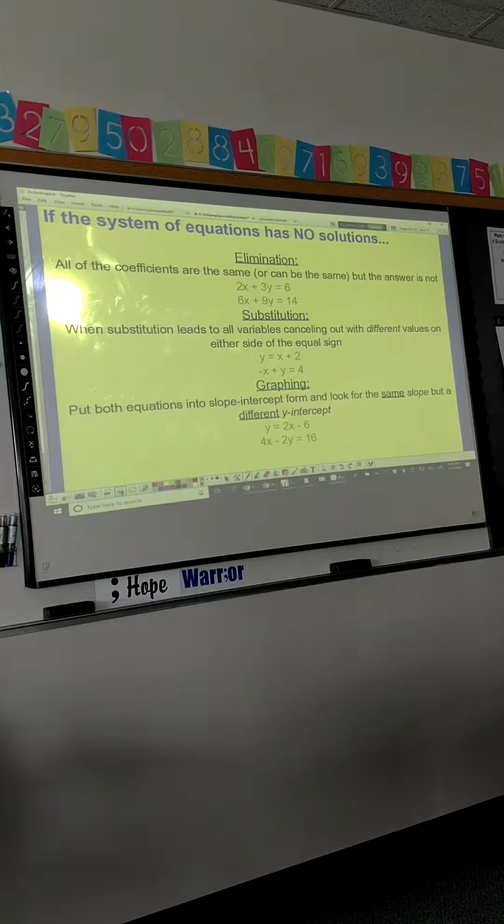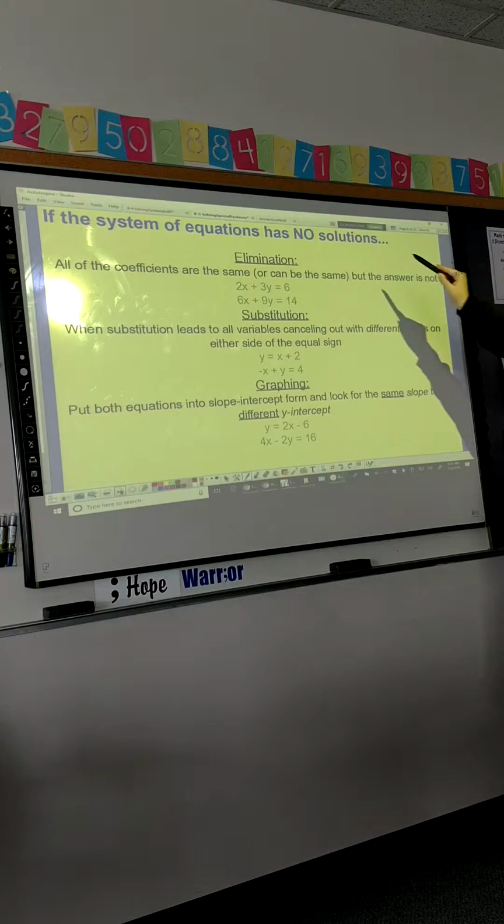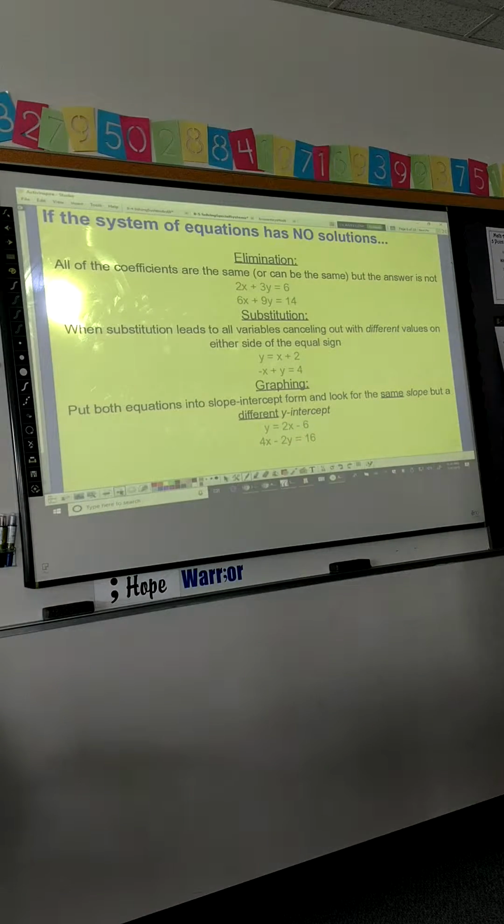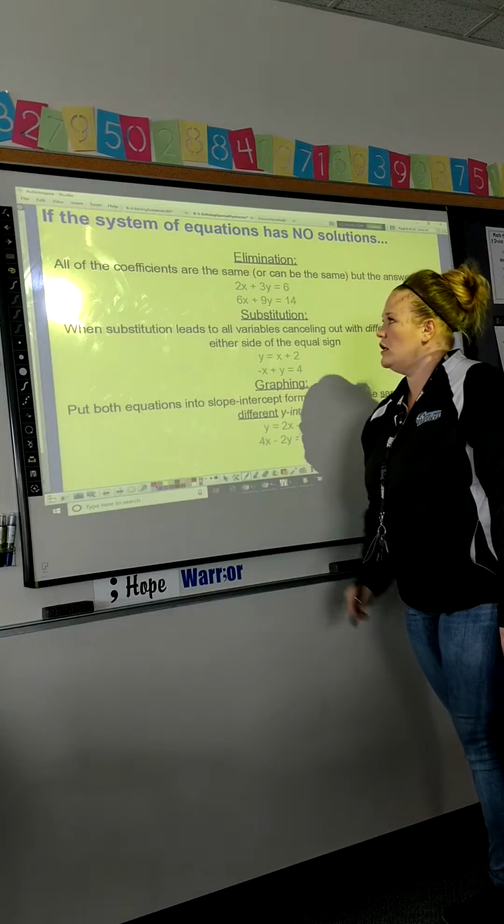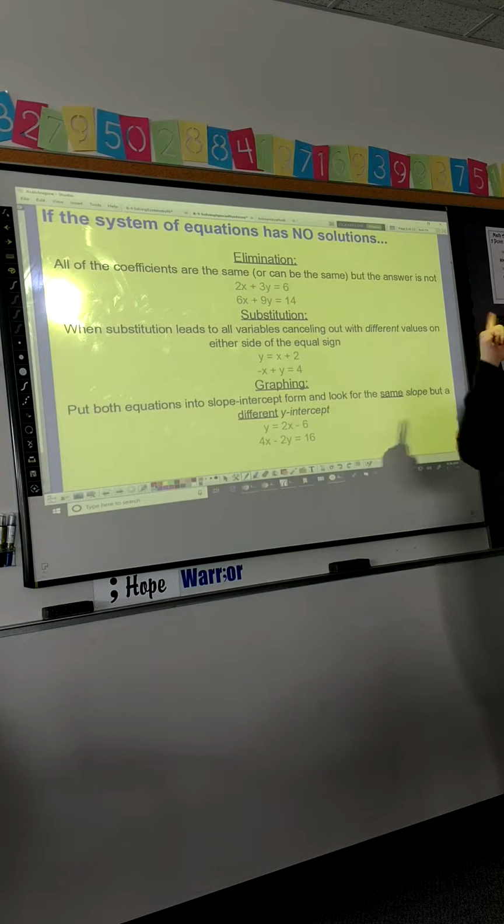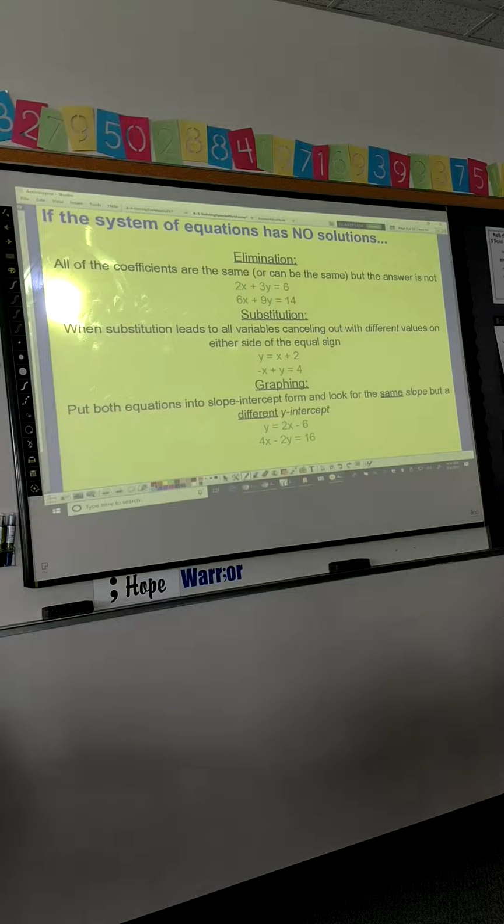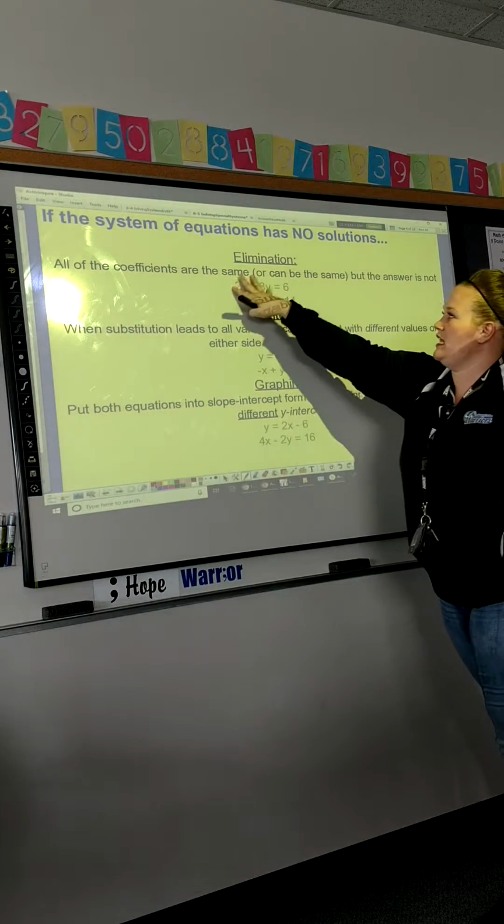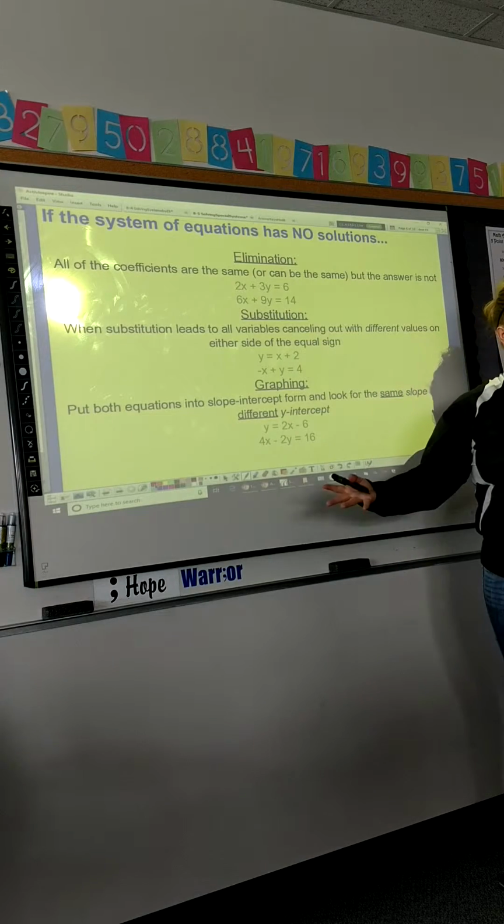Stare at me. Okay. So, these are different ways that you can tell that something has no solution before you even get started, or with doing very minimal amounts of work. So, a system will have no solution. You can tell with elimination if what? If all of the variables match, but the constants don't. Do any of the variables match? No. There must be a solution then, right?